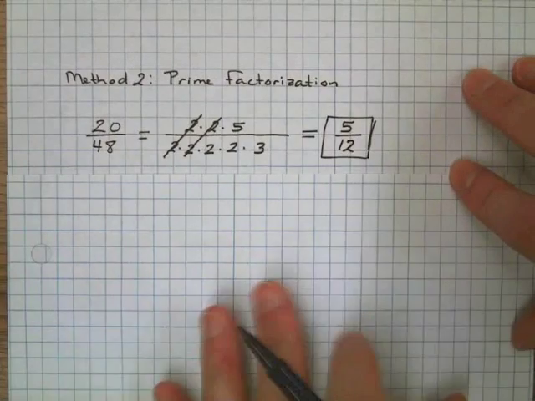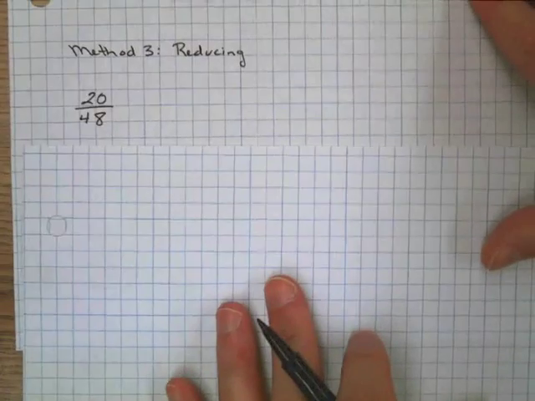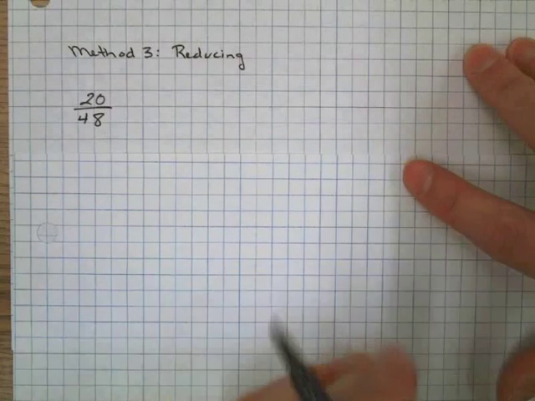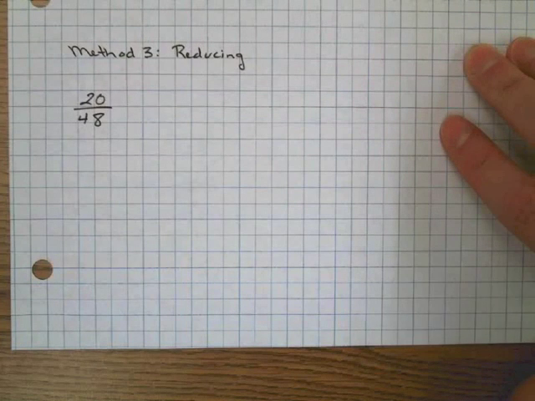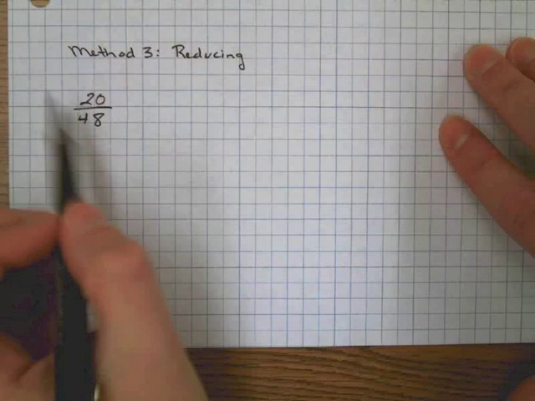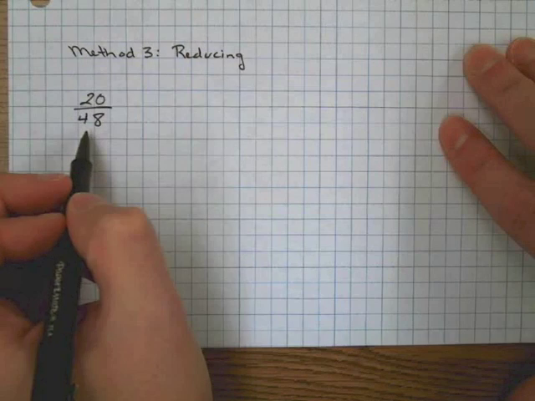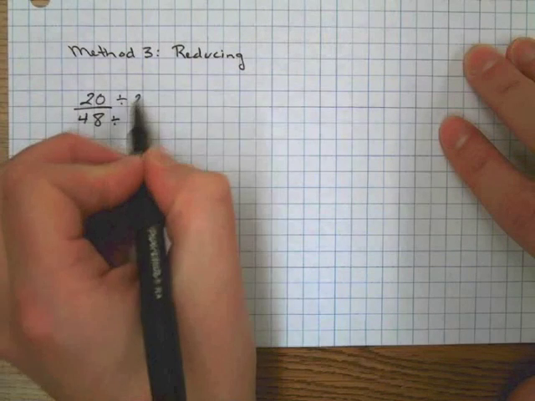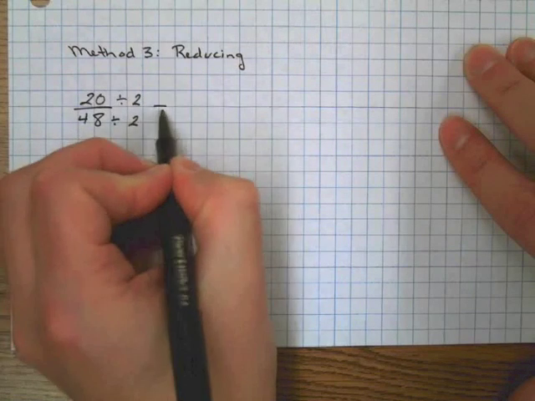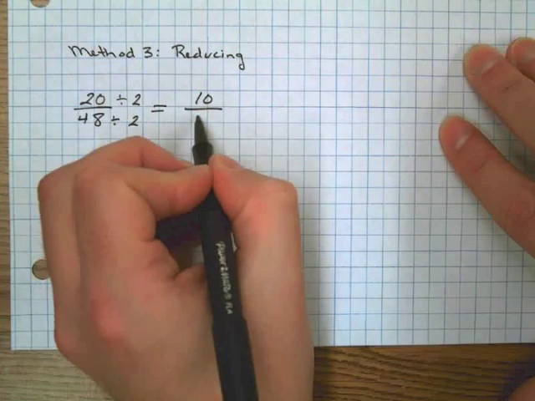Now there's one more method that I'd like to show you, and that's what I'm going to refer to as the reducing method. You might not always right away recognize the greatest common factor or be able to quickly come up with the prime factorization. But you could think about divisibility rules and what factor goes into both the numerator and the denominator. For example, I know that these are both even numbers, so I can divide both of them by 2. 20 divided by 2 is 10, and 48 divided by 2 is 24.